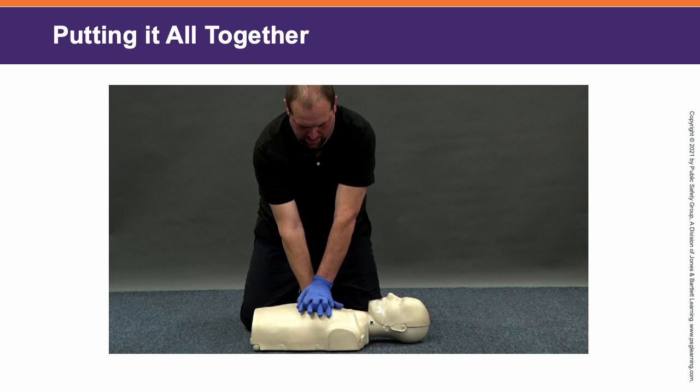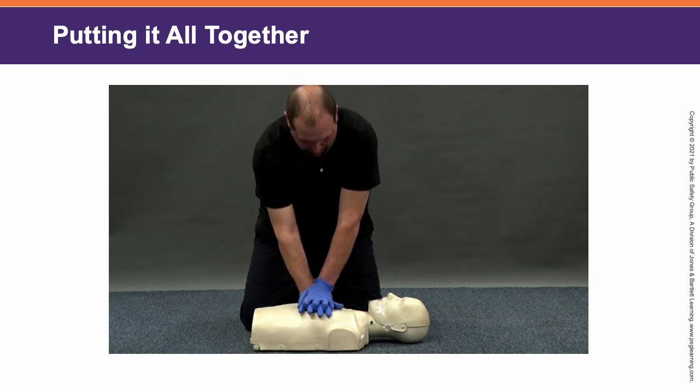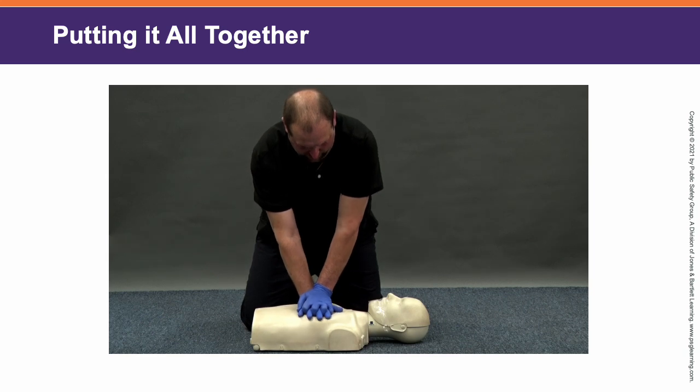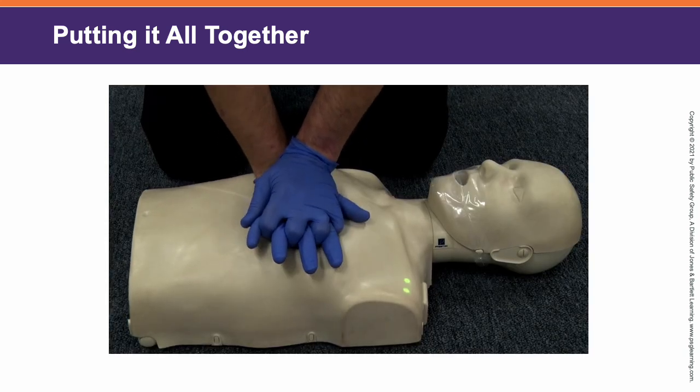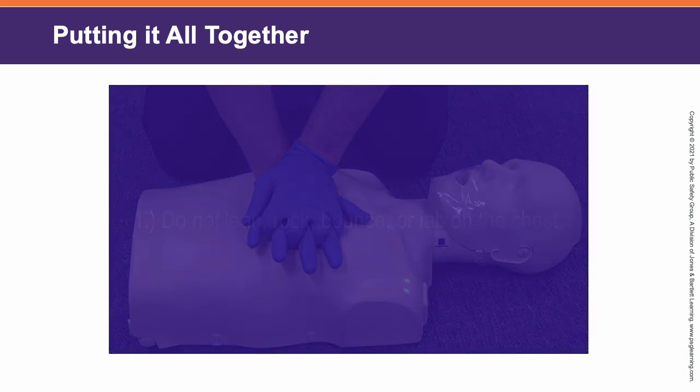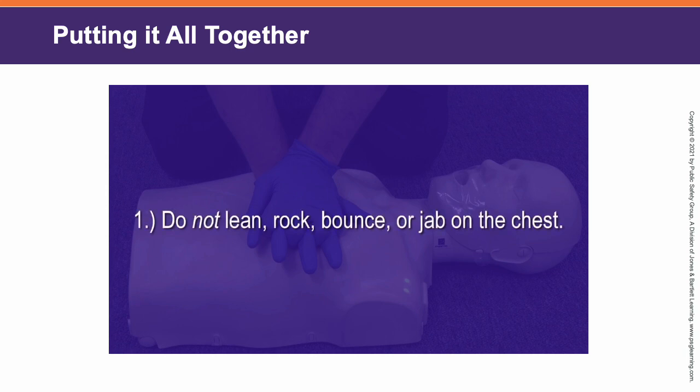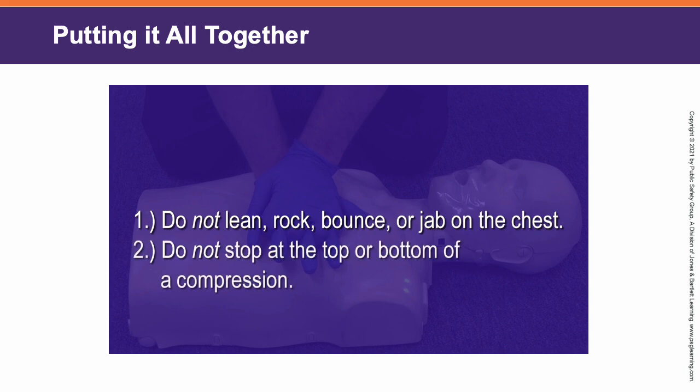With your arms straight and elbows locked, push hard and straight down on the breastbone at least 2 inches with the heels of your hands. Allow the chest to fully recoil after each compression. Do not lean, rock, bounce, or jab on the chest. Do not stop at the top or bottom of a compression.